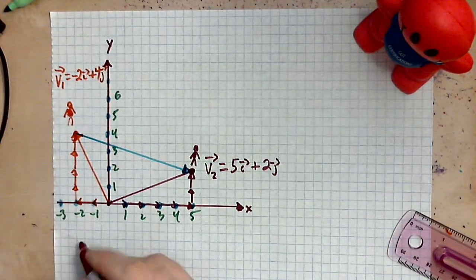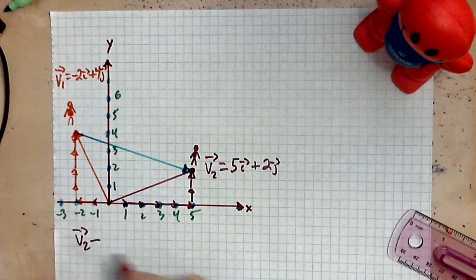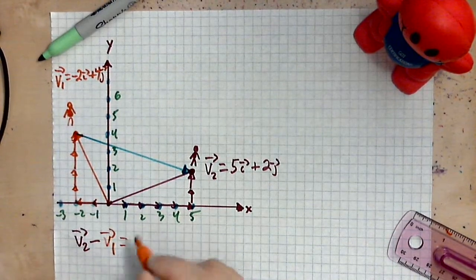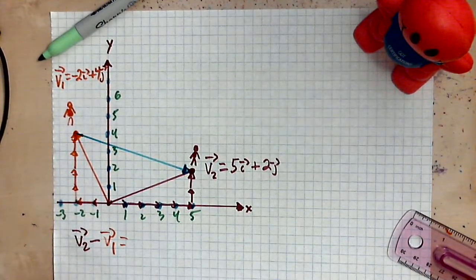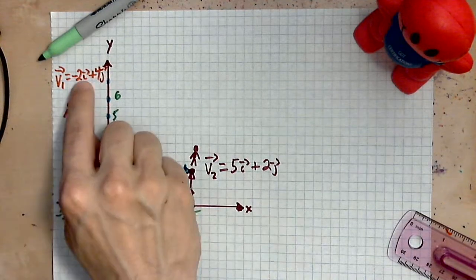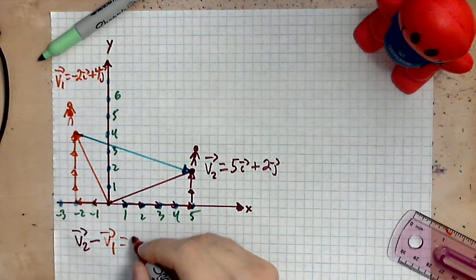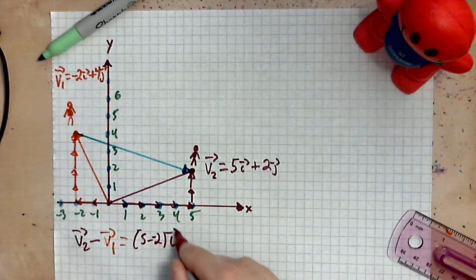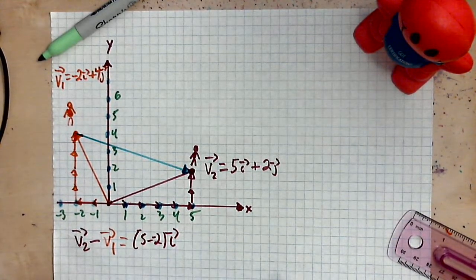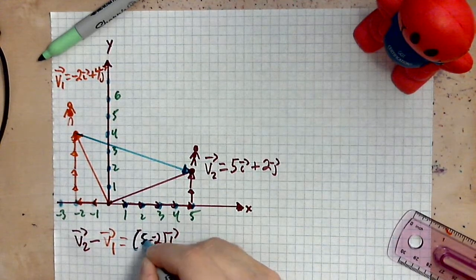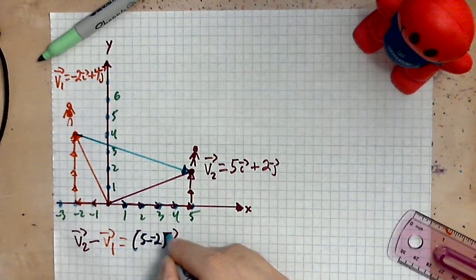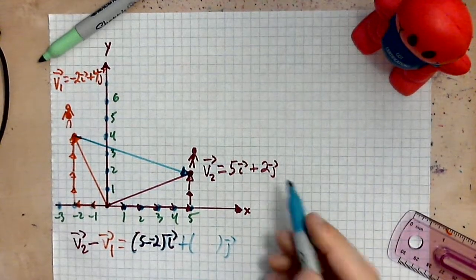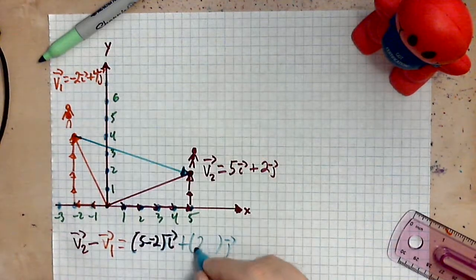You take v2 and you subtract from it v1. And then you carry out the steps. So you write the 5 from here minus the negative 2. So that's 5 minus the negative 2. That becomes the i component of the new vector. And I should have written that in blue. That's right. And then the j component of the new vector is 2 minus 4.